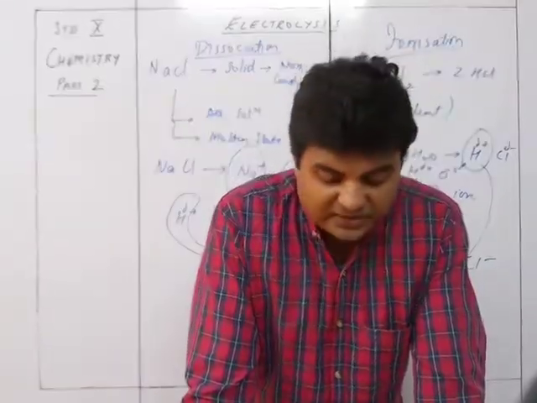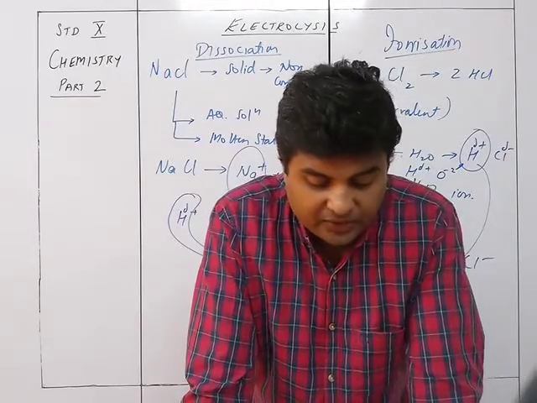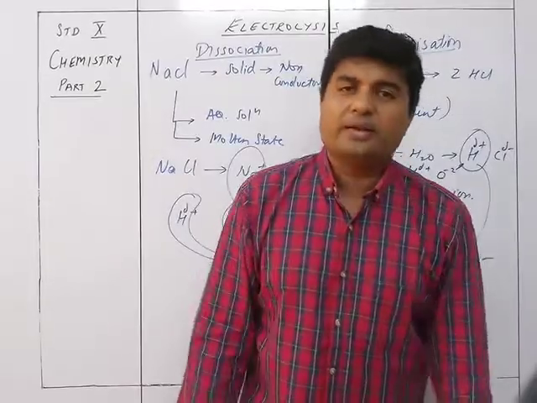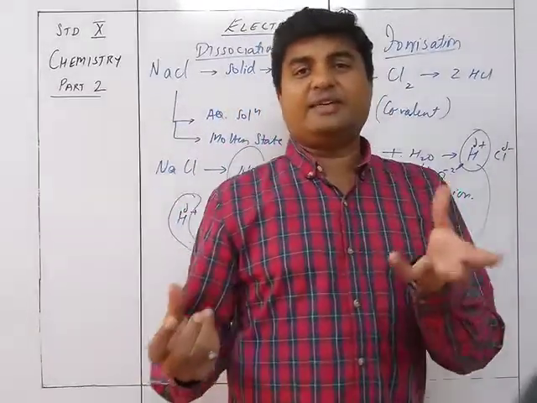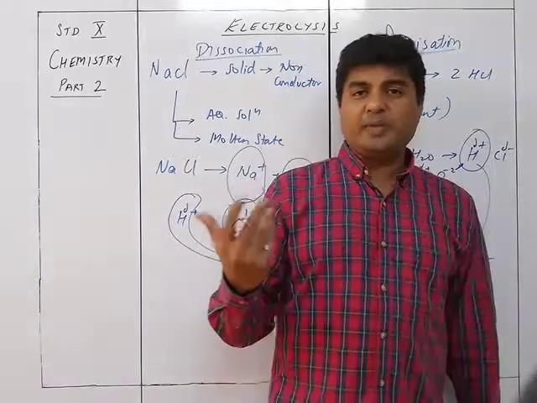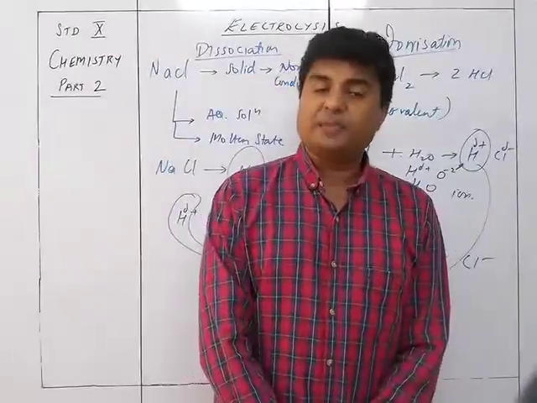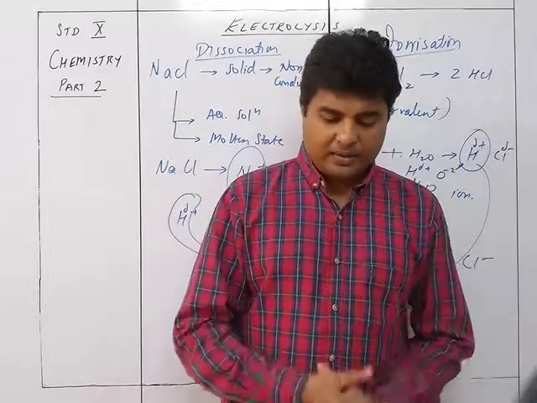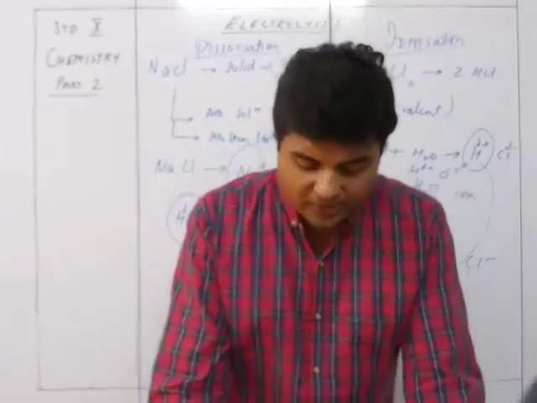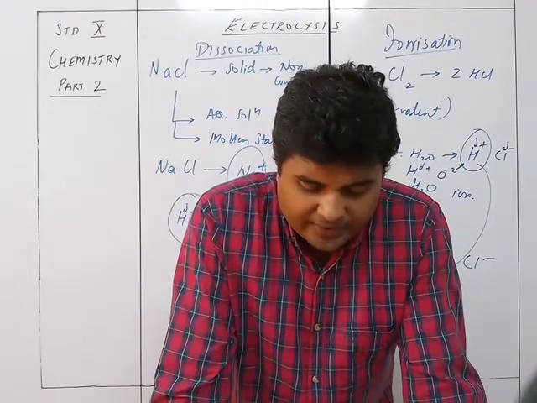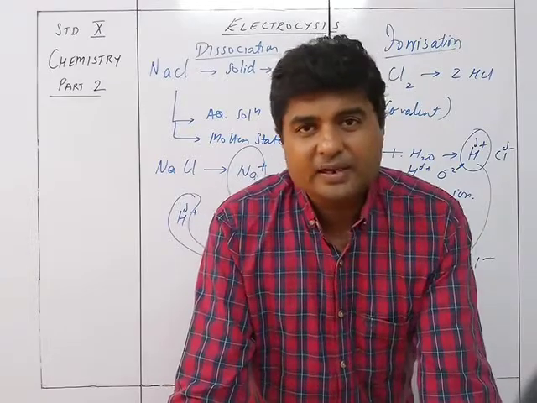Similarly, bases ionize in fused or aqueous solution state and furnish OH ions. So here the main thing is going to be the OH ions. In case of acids it was H plus ions, whereas in bases it will be OH ions. For example, potassium hydroxide gives K plus and OH minus, a strong electrolyte. NaOH, Na plus and OH minus, again a strong electrolyte. Lithium hydroxide will be Li plus and OH minus, again a strong electrolyte.